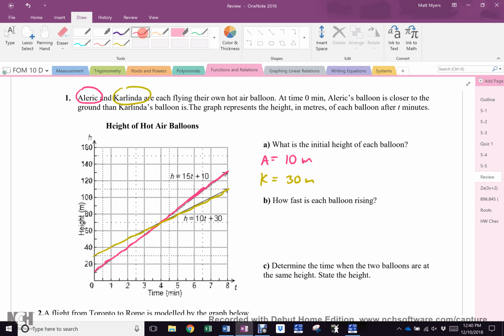How fast is each balloon rising? Now listen, this is when we get back to that argument we were having with the TOC. There's numerous ways we could write a speed, yes? We have meters and minutes, so we could just use meters and minutes.